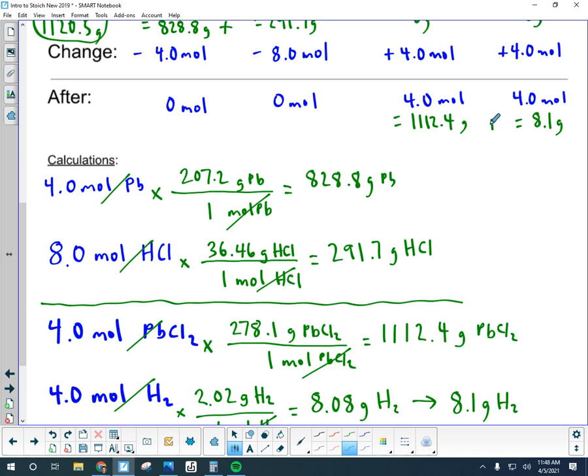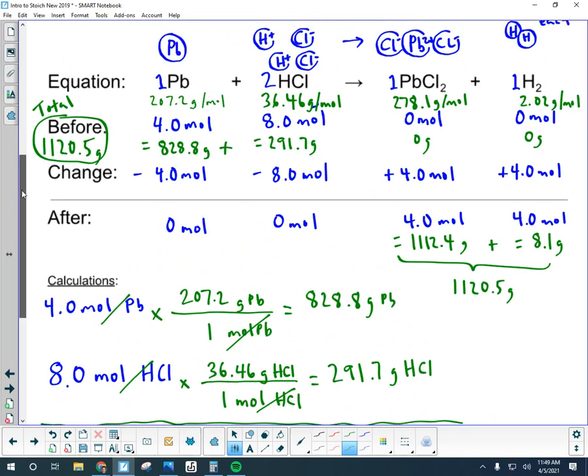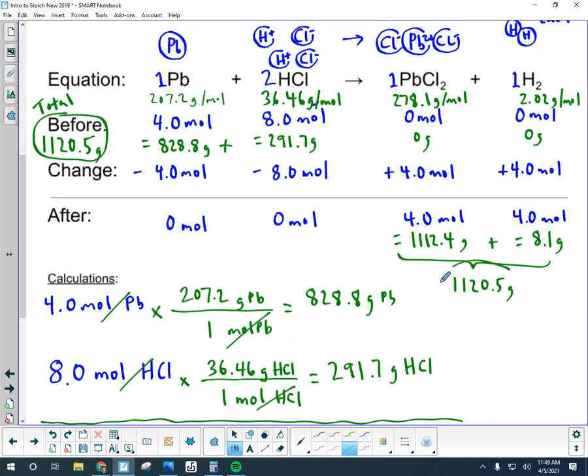So that is my total mass produced, what's left after the reaction happens. And if you check it out, that would be 1,112 plus 8, which is 1,120. And then I'll take care of my decimal. 0.4 plus 0.1 is 0.5. So kind of magically, it all works out correctly. The mass that I started with total equals the mass that I ended with.